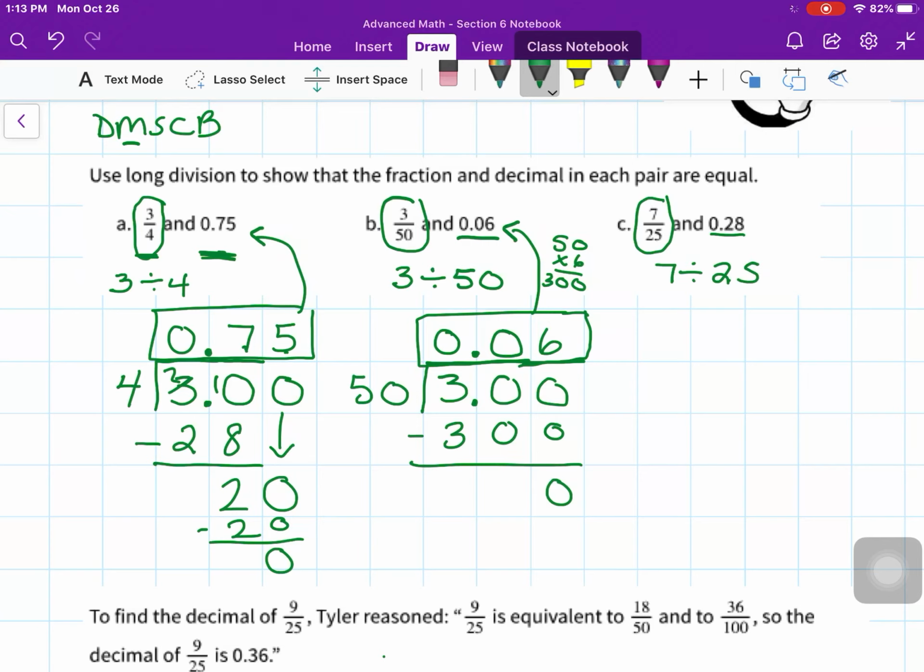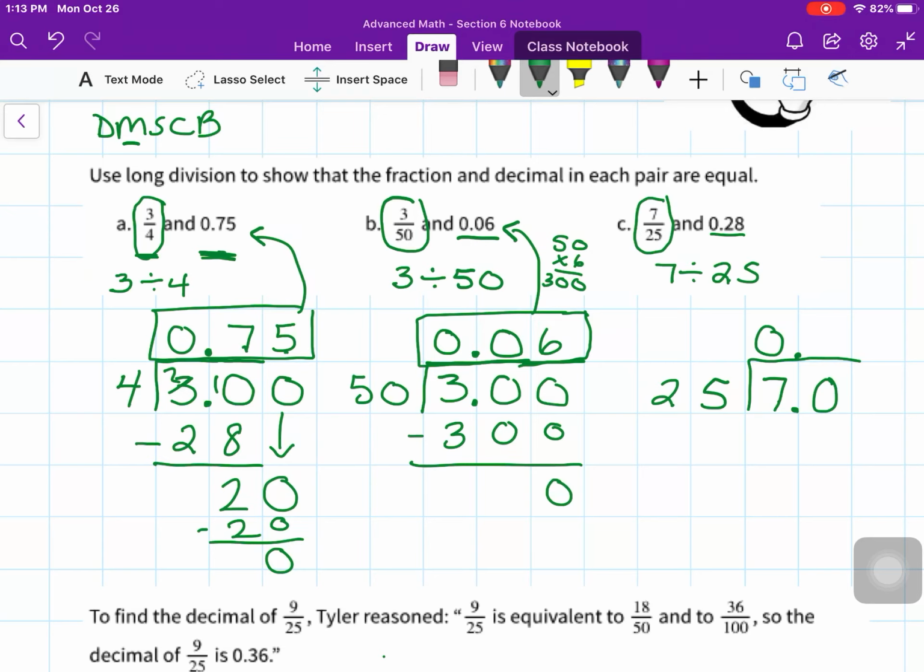And then I have to put my 7 on the inside. That's my dividend, divided by 25 on the outside. Looks a little backwards. Again, I'm going to have to add a decimal point and put that decimal point straight up into my quotient right away. I know 25 can't go into 7, but it can go into 70.